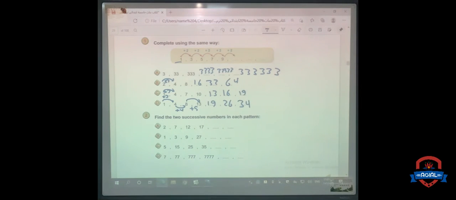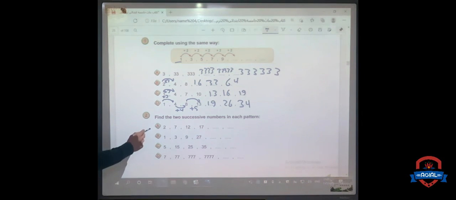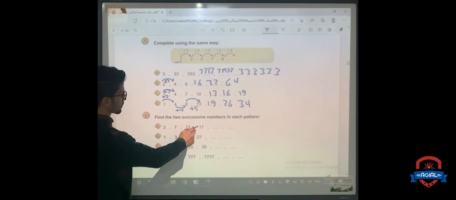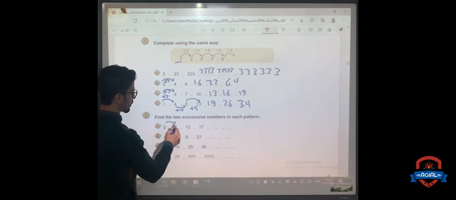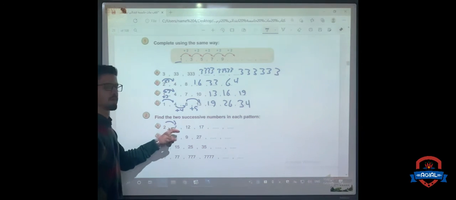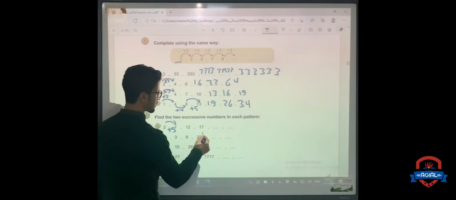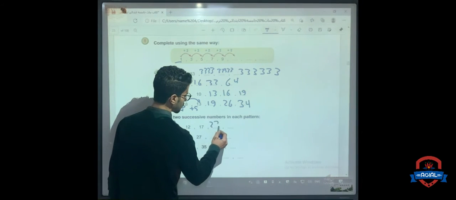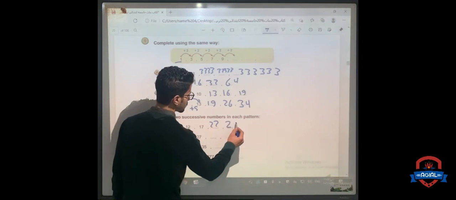And in number 2, find the two successive numbers in each pattern. In letter A, we have 2, 7, 12, 17, and when we move to the right, we add 5, then 5, 5, so we add 5. So 2 plus 5 equals 7, 7 plus 5 equals 12, 12 plus 5 equals 17, 17 plus 5 equals 22, and 22 plus 5 equals 27.